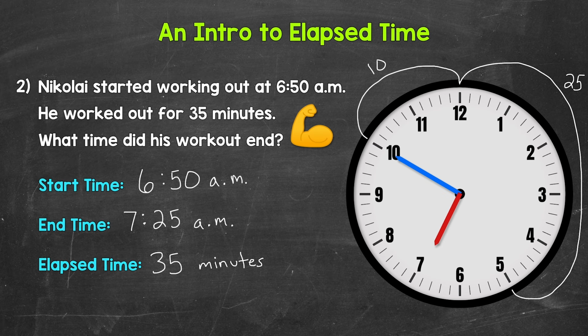Now, like I mentioned in number 1, if you're just starting out and some of these strategies are a little confusing, just start by counting by fives until you feel more and more comfortable. And you'll start getting better and better at this. Let's move on to number 3.